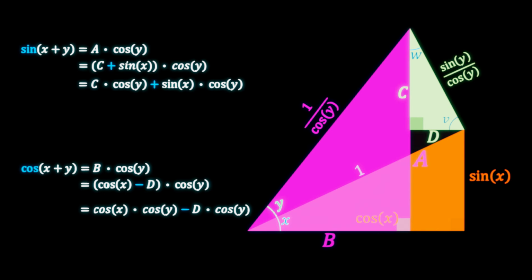Since d and b are parallel, d, together with the hypotenuse from our first triangle, forms an angle equal to x. The size or magnitude of a right angle is pi over 2 radians, so v is equal to pi over 2 radians minus x.